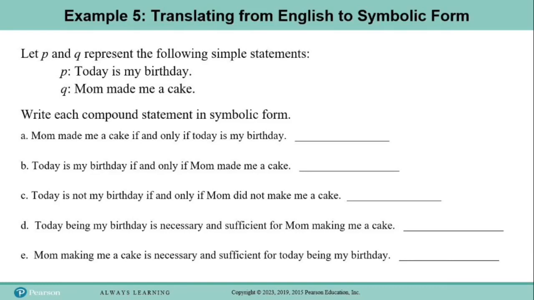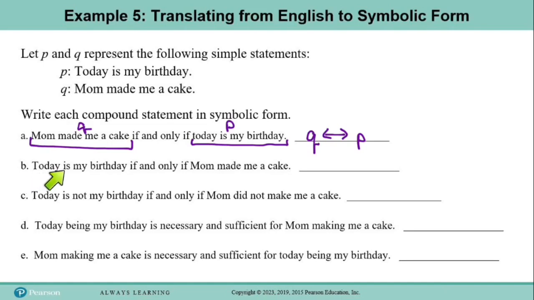So here is example 5, and it says, let P and Q represent the following simple statements. Statement P, today is my birthday. Statement Q, Mom made me a cake. Write each compound statement in symbolic form. So part A says, Mom made me a cake if and only if today is my birthday. So Mom made me a cake, that's statement Q. Today is my birthday, that's statement P. And of course the "if and only if" is going to be represented with a double-headed arrow. So Q, if and only if P.